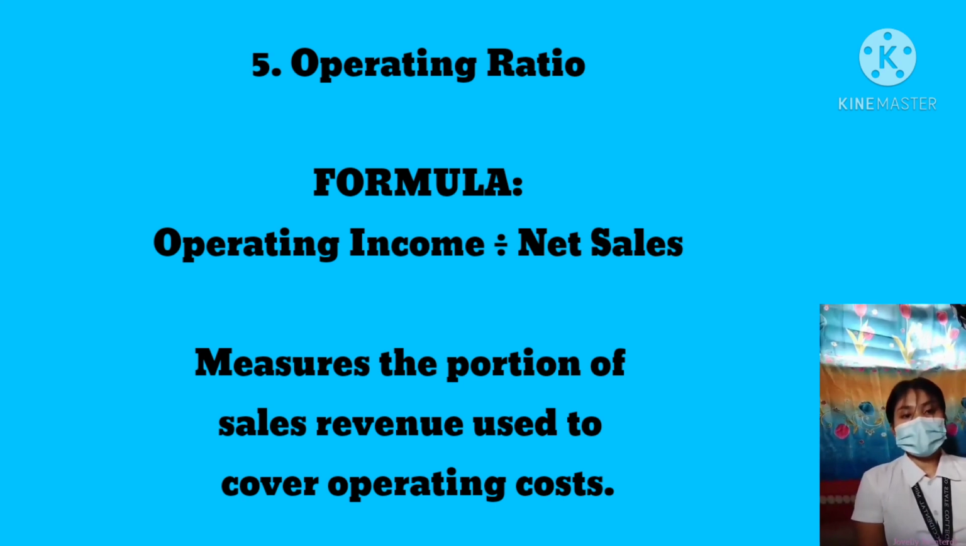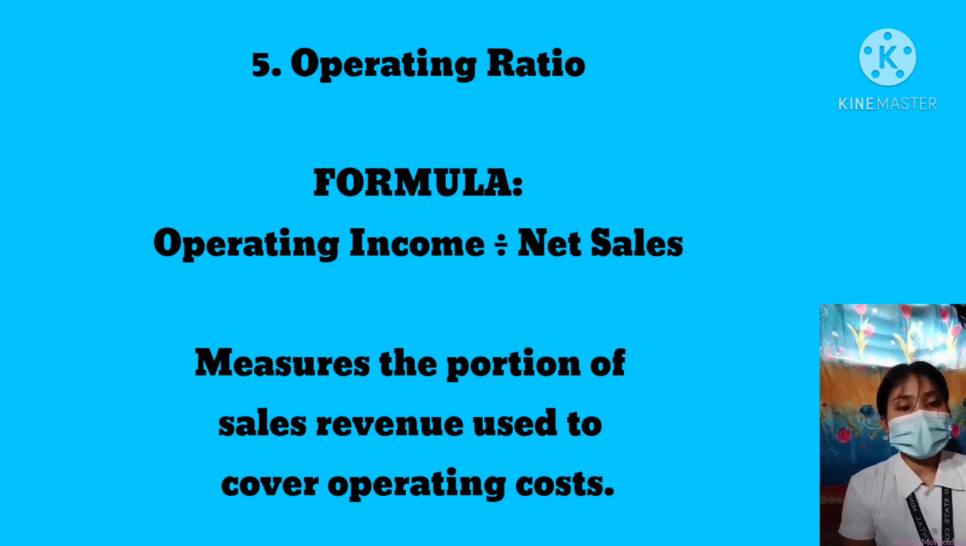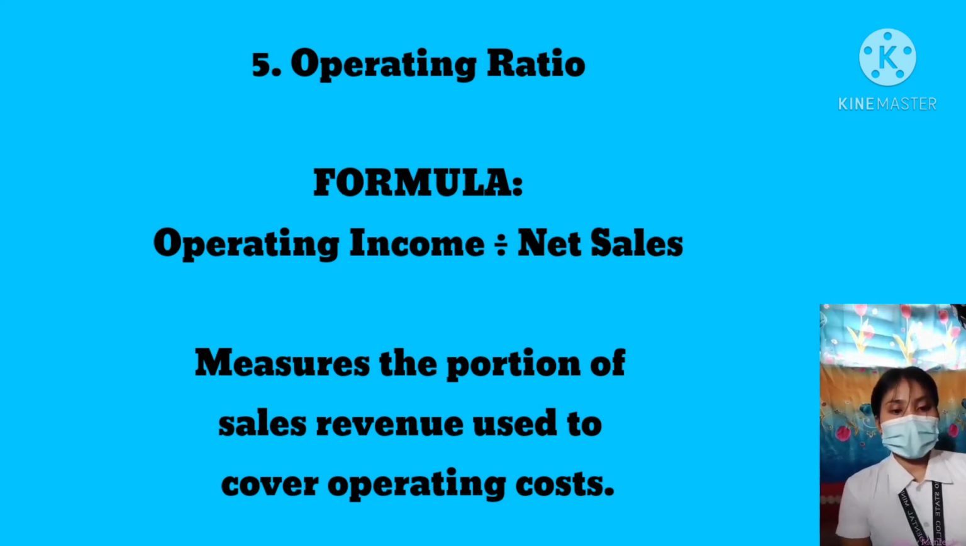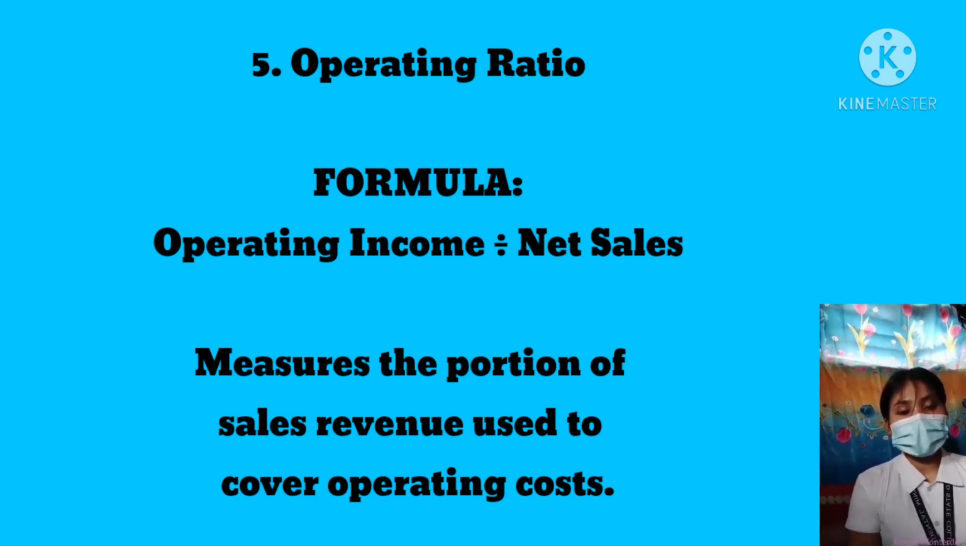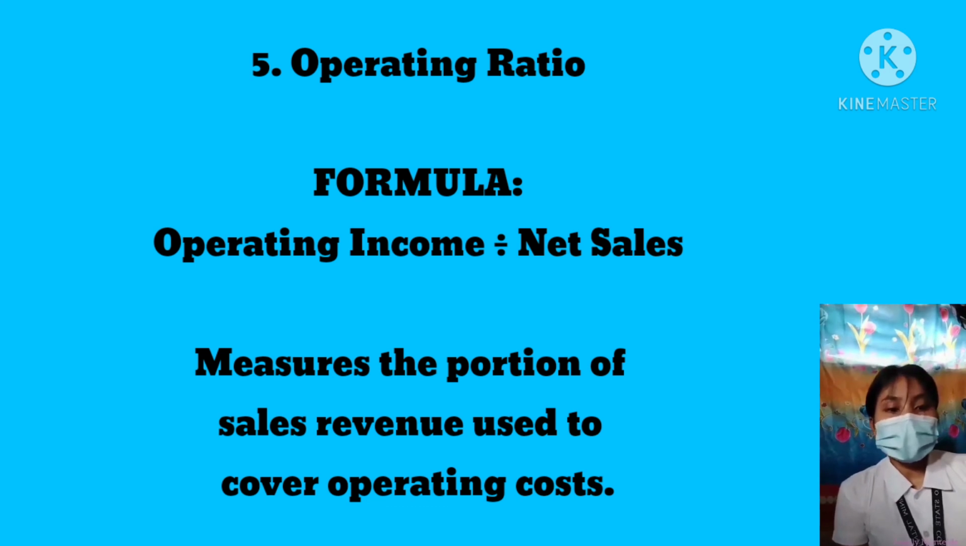sustaining the adequacy of gross profit to meet operating expenses plus the desired profit. Number 5 is operating ratio. Its formula is operating income divided by net sales. Its significance is that it measures the proportion of sales revenue used to cover operating costs.